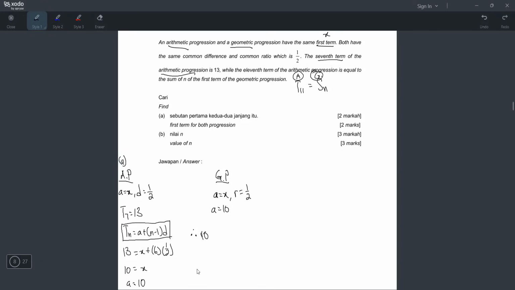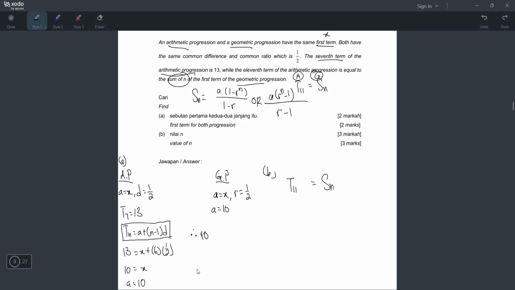Nothing much. Okay, so B, they want to find the value of n. I think for B, only then will I use this information. So T11 equals Sn, because they say the 11th term of arithmetic is equal to the sum of first n terms of geometric. Let's write down the Sn formula for geometric. If the bottom is 1 minus r, it will be 1 minus r power n, times A. Or if the bottom is r minus 1, it will be r power n minus 1, times A.